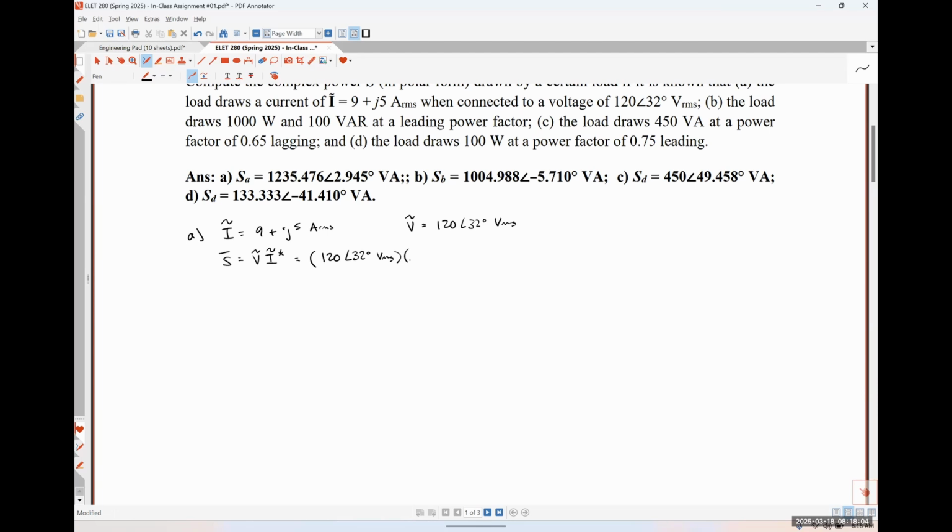What was that? 9 minus J5, exactly right. So the complex conjugate operation changes the sign on the imaginary part when we have a rectangular form complex number. So if I is 9 plus J5, then I conjugate will simply be 9 minus J5. So great job, thank you.